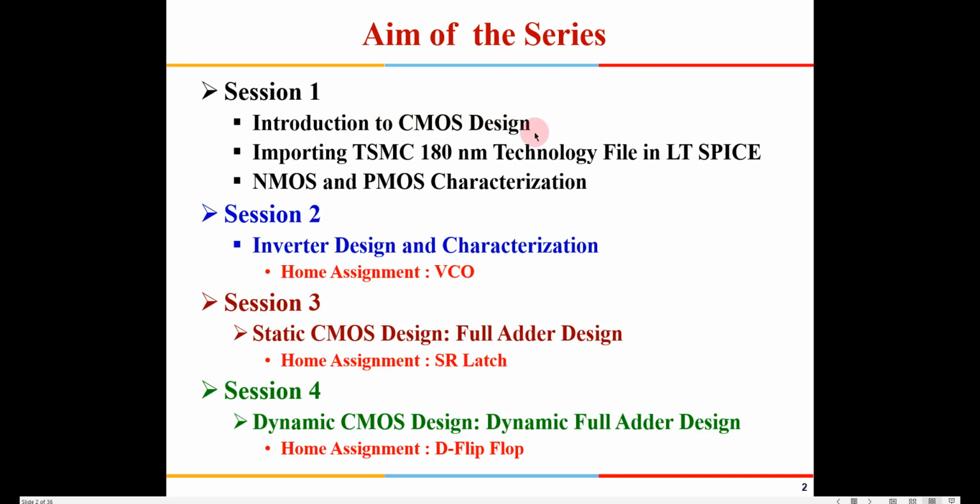After the theory part is covered, I will demonstrate how to import the TSMC 180 nanometer technology file into LTSpice, and then we will do some simulations and try to characterize the NMOS and PMOS transistors. Later on, in lesson 2, we are going to learn about inverter design and characterization.